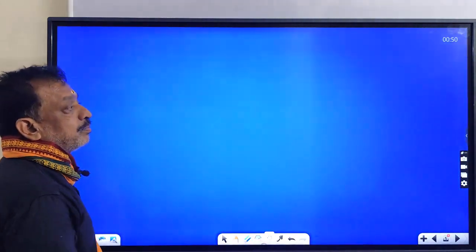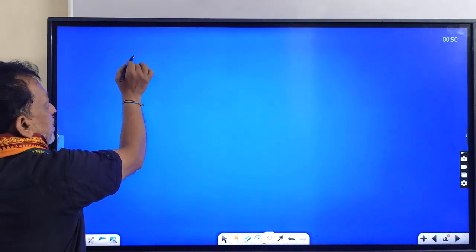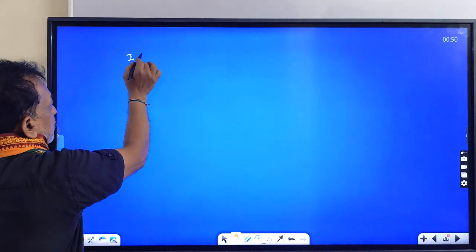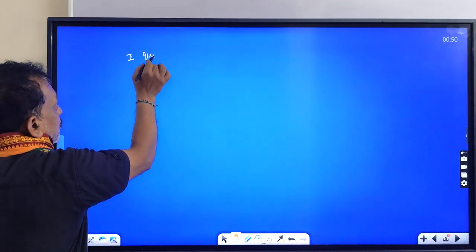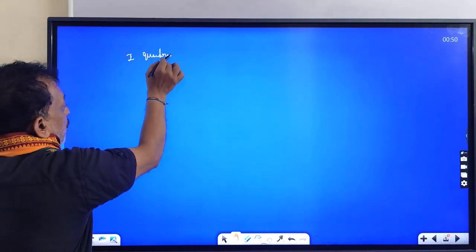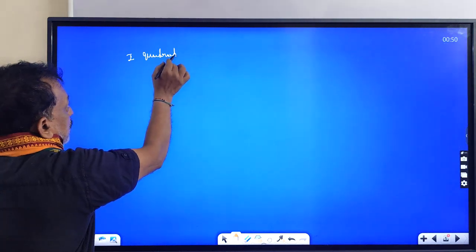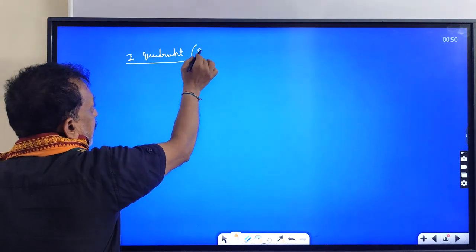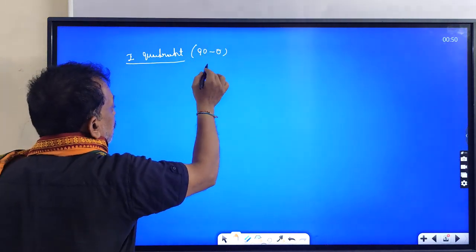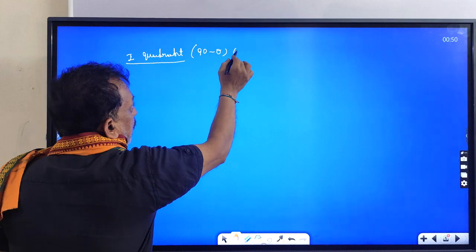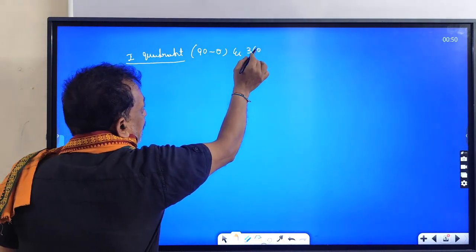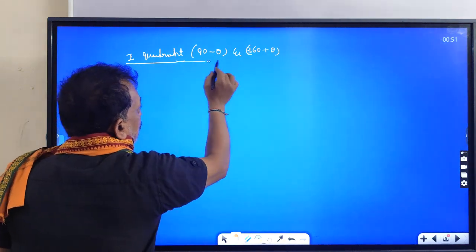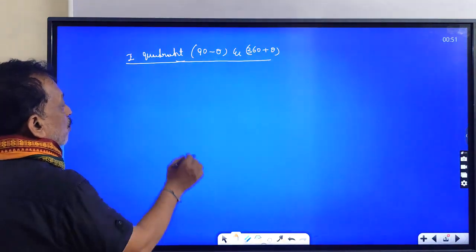Now, coming to the first quadrant. What is the first quadrant? 90 minus theta and 360, the complete circle, plus theta. It's called the first quadrant. So now the first one.